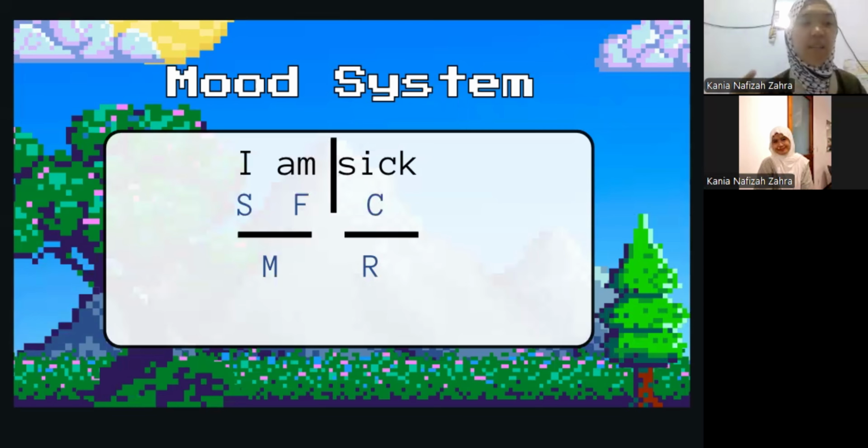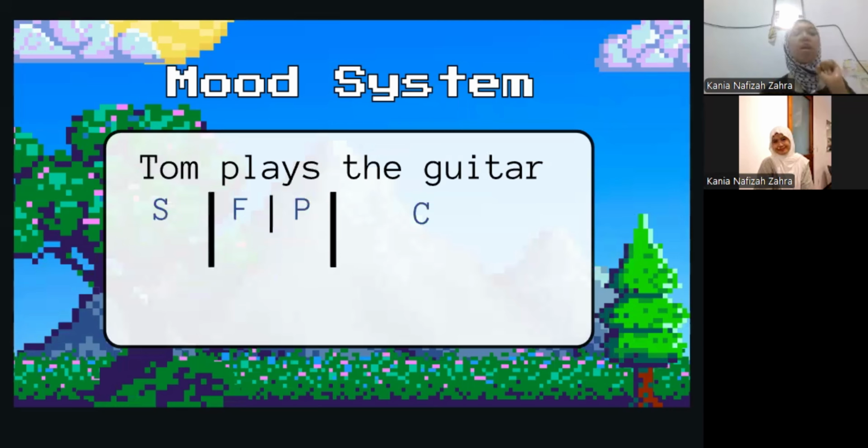Now we'll have the next example. Tom plays the guitar. Which one is the subject? Tom, right? And how about plays? Is it finite or predicator? So we have a new word here, predicator.